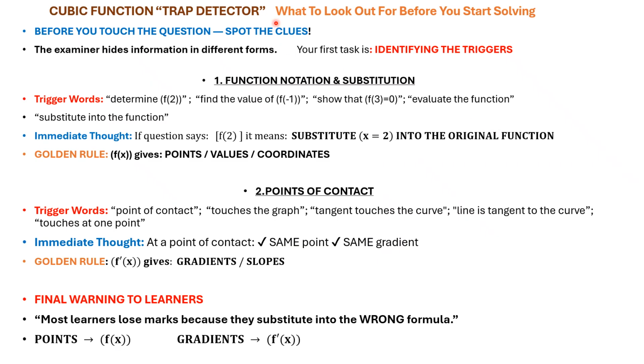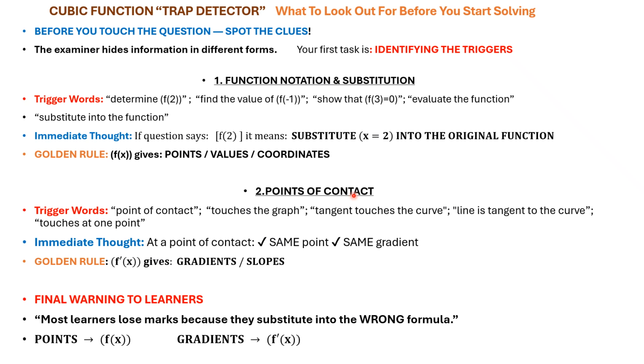And again, my cubic function trap detector. Key spotting the clues and identifying the triggers. So trigger words give you values with F, means you have to substitute those values. Right, so F2 means substitute x equal to 2. Right, so f of x will always give me my points, values, or coordinates.